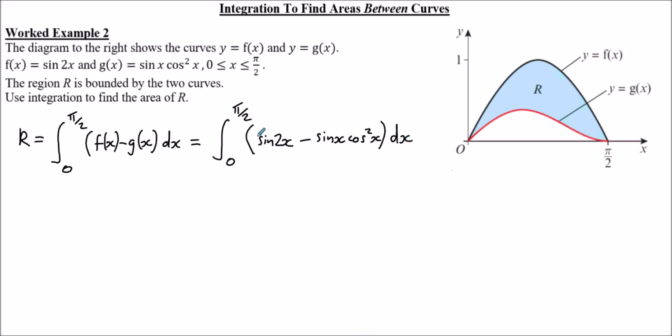So this isn't going to be too bad to integrate. Sine of kx, that's a standard result. This one here, sine x cos squared x, is essentially an application of the reverse chain rule. Sorry, reverse product rule rather. So let me show you how to do this now.